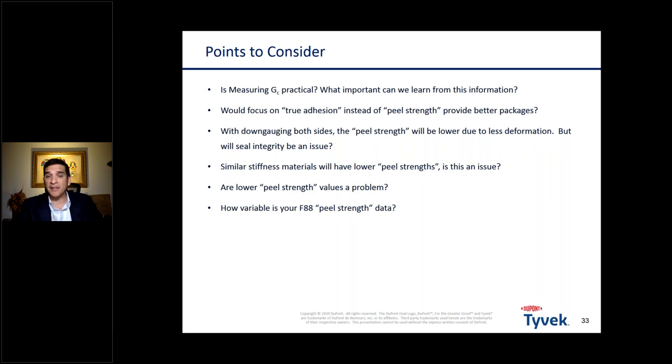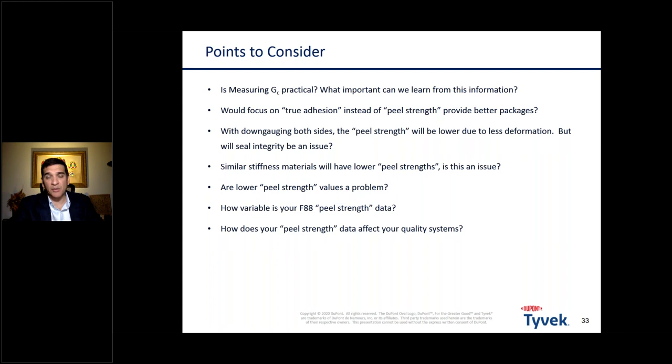How variable is your F88 peel strength data? I think we should all run at least 100 samples from the same position on the same pouch and see how variable your data is, to try to at least get some statistics going and some semblance of understanding of what my standard deviation is and how variable that number is. So that when I say it didn't meet my 1 pound, well, what's your plus or minus on that, right? And you might be okay. So that's another way to put some context around these things, right?